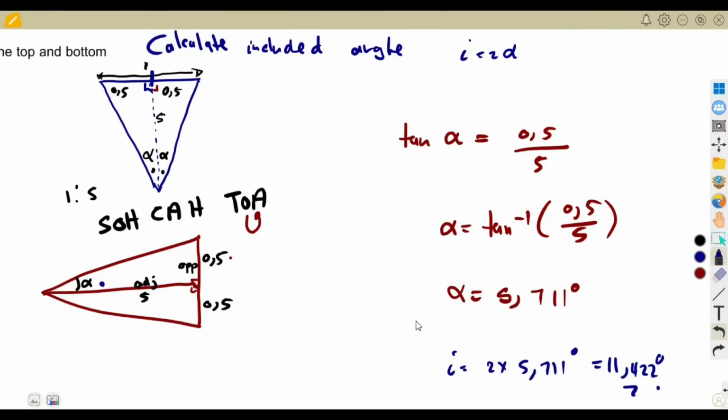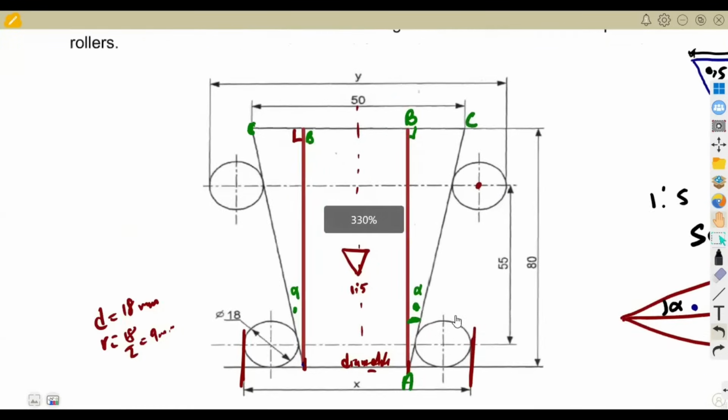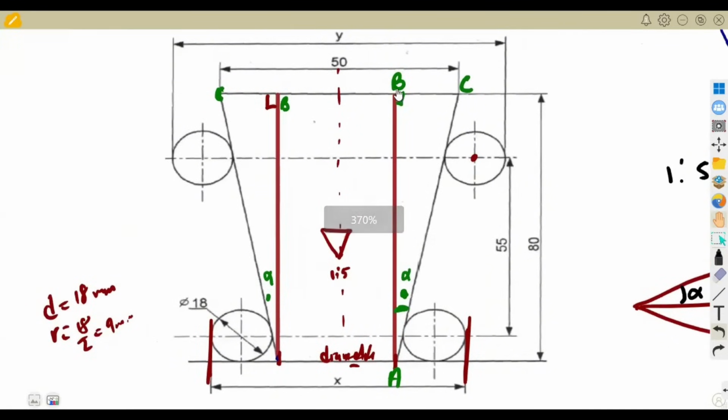It's not important, this one. For now, we need the half angle. This is the double angle, which is your included angle, and this is your half angle. With this half angle, remember the purpose is that we want to find BC. The half angle is 5.711 degrees, and it is the same on this side also, 5.711 degrees.